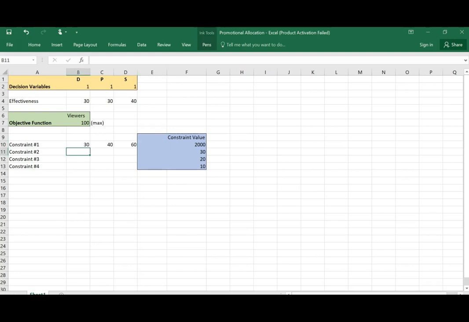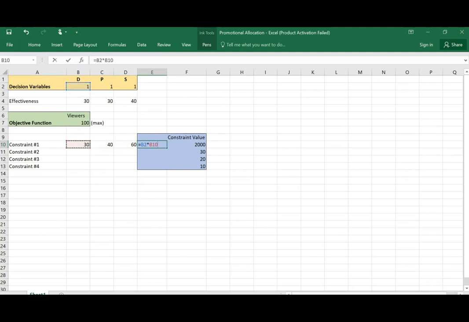I had to go back and remind myself what the different costs were. I had forgotten them for a second. But for D, each unit of D costs $30, each unit of P costs $40, each unit of S costs $60. So right here, can we build a little equation, a little model that describes the total cost, which must be below 2,000, right?